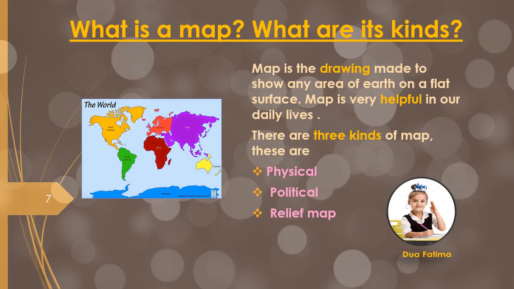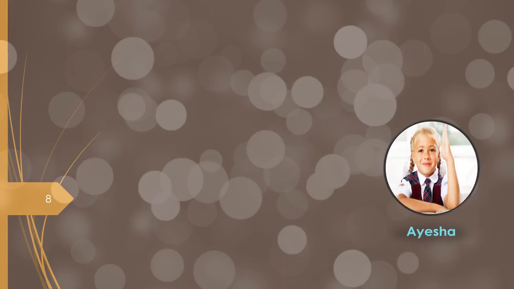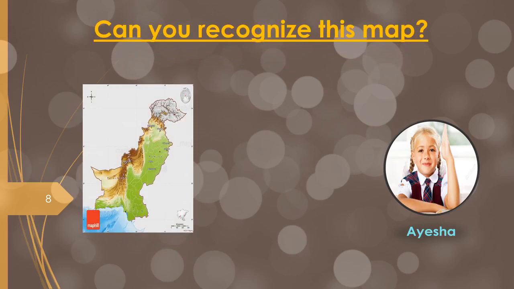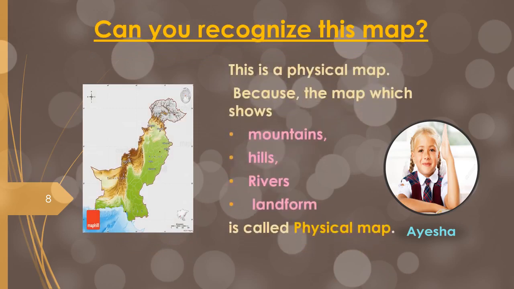The next question is from Ashura. Ashura, are you ready? Fine. Can you recognize this map? Tell us the type of map. Sir, I do remember it, so I will tell you. This is a physical map because the map which shows mountains, hills, rivers and landforms is called a physical map. Great, Ashura, you are intelligent. Yes, students, it's a physical map.